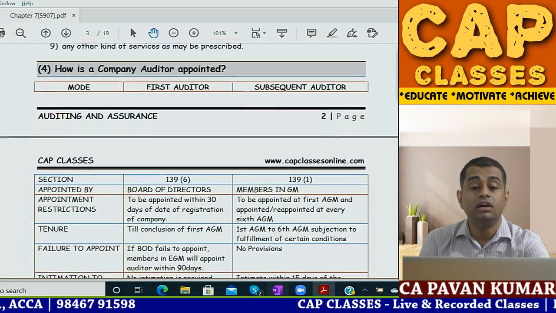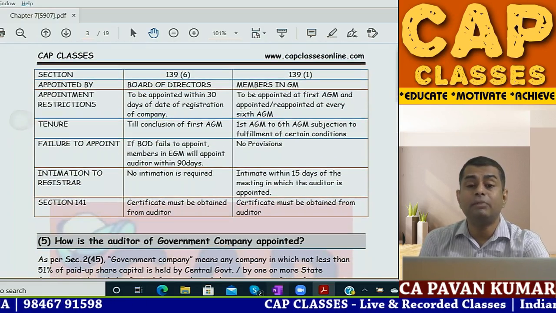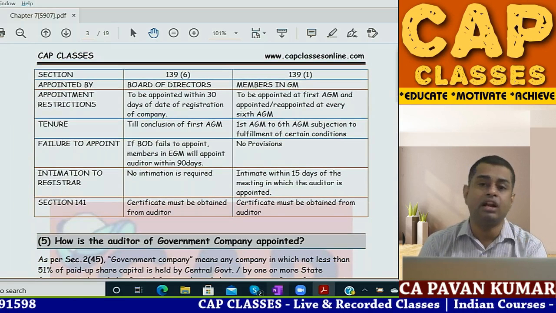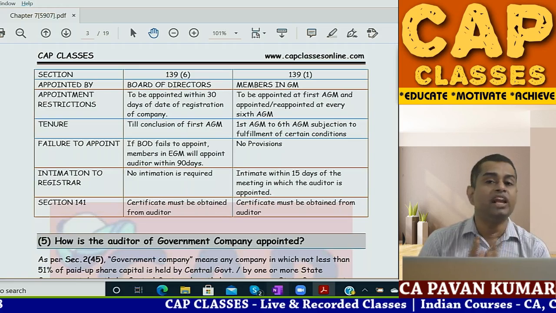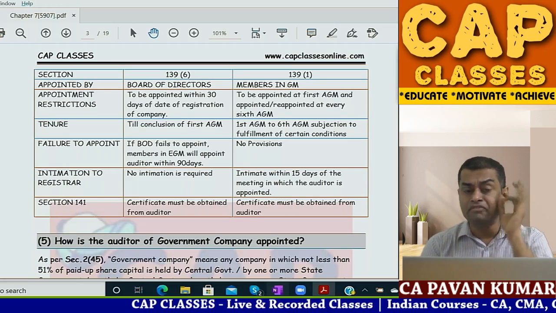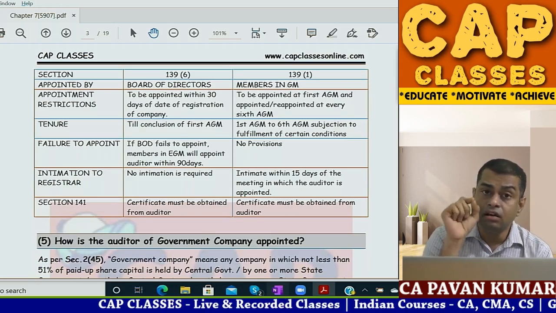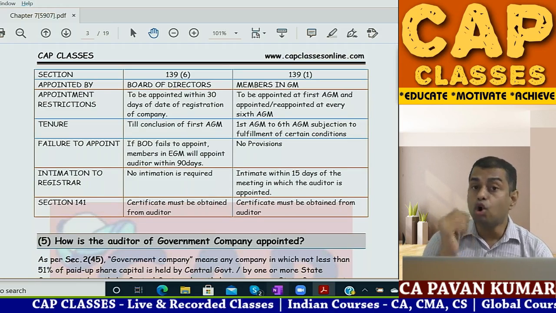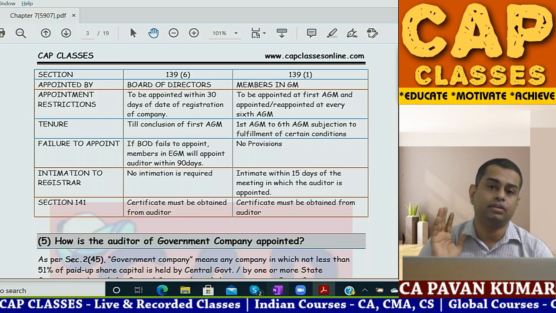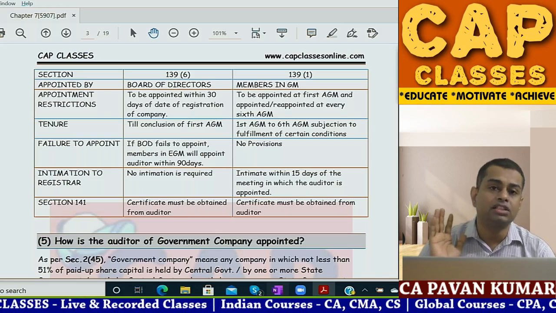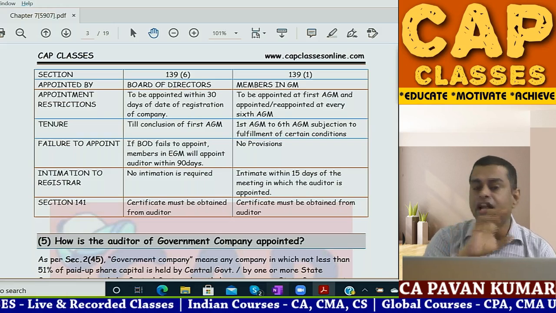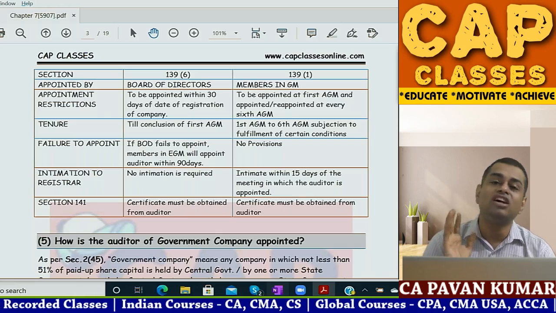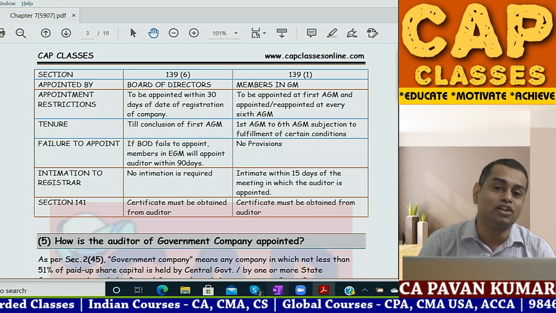Okay, so read this. Appointment of the first auditor is governed by 139(6). Appointment of a subsequent auditor is governed by 139(1). Section numbers also sometimes play a big role. If you are remembering, you should be very clear. If you write a wrong section, you will lose marks. Either quote the section correctly or don't quote the section. Quoting a wrong section will lose marks. If you quote the section number, definitely you will get an advantage, maybe half a mark they might give you. But if you quote a wrong section, they might cancel 1-2 marks also.